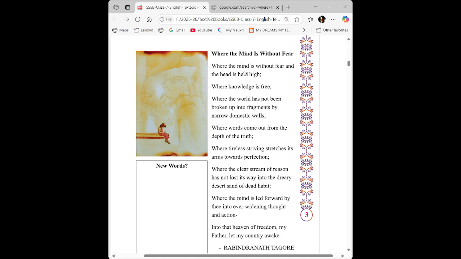Now, this poetry is actually a prayer to God for a nation where its citizens are free from fear, ignorance, and division. Okay, so this is a prayer where Rabindranath is praying to God, Lord Almighty, that he wants this kind of India, this sort of India. The poem envisions a society where knowledge is freely accessible, reason prevails, and people are united in their pursuit of truth and perfection.